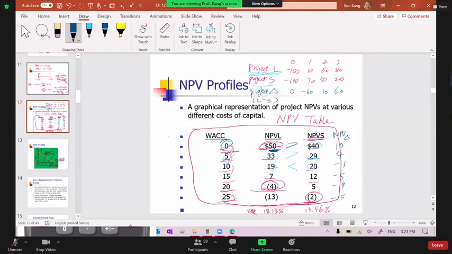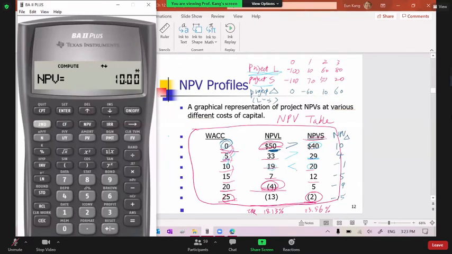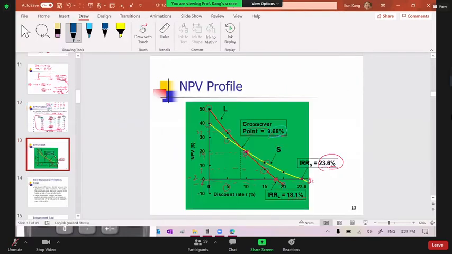So all you have to do is hit IRR and compute 8.68. 8.68. That's how to calculate the crossover rate. So as you see here, at WACC 0, then what? Delta project's NPV is 10.